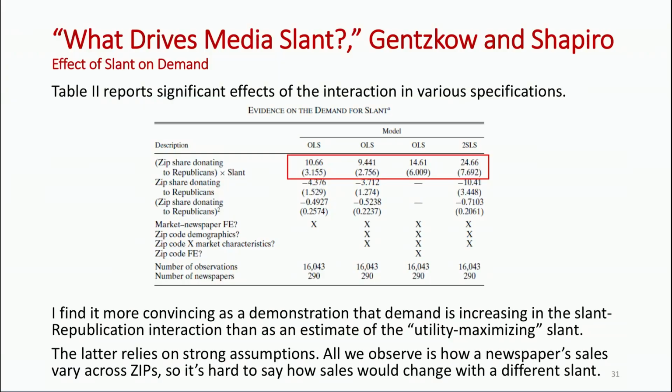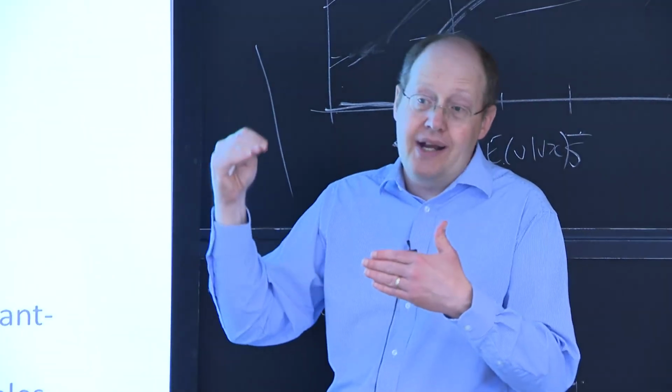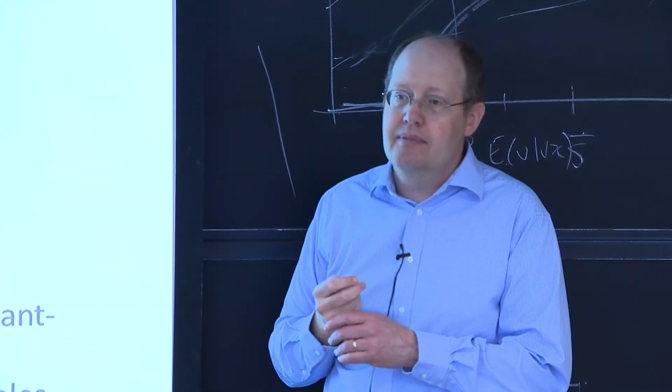But I do think it's pretty clear evidence that right slanted news does sell better in right slanted areas, which is fundamentally, we're regressing log of Q on the share Republican times slant interaction and getting a positive effect, saying in more Republican areas, more right slanted news is selling more copies.